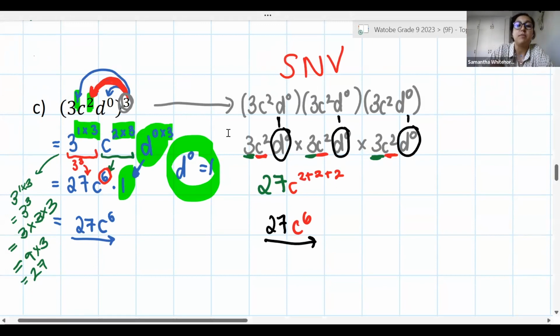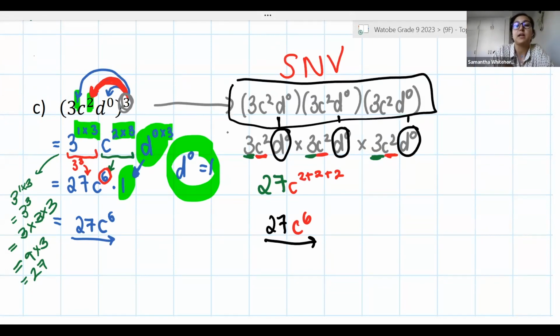Now, I wouldn't recommend you expanding your brackets like this, especially if your exponent is big. So if it was like to the power of 21, you don't want to have to go and write the bracket out 21 times. But it is just useful for you to see why we then just multiply the exponents.